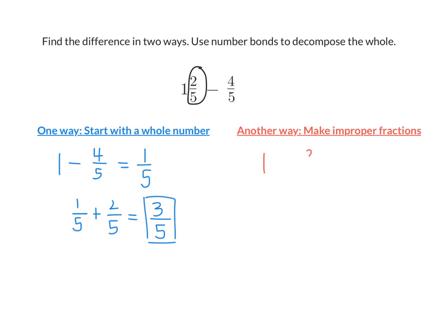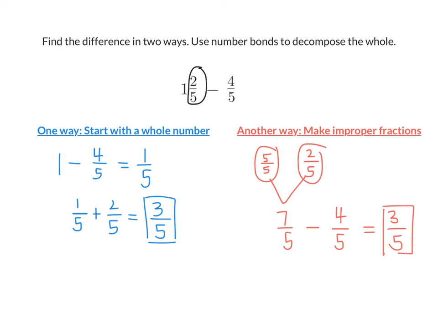If I have 1 2/5, I can use number bonds, can't I? I can think of the 1 as how many fifths? 5/5. Right? Instead of 1, I can think of it as 5/5. And I can use a number bond to combine those two parts. How many fifths do I have now? 7/5. So I can think of this problem, instead of 1 2/5, I can think of it as 7/5 minus 4/5. Think of your number line in your head. If I have 7/5 and I take away 4/5, how many fifths do I have left? 3/5. Very good.